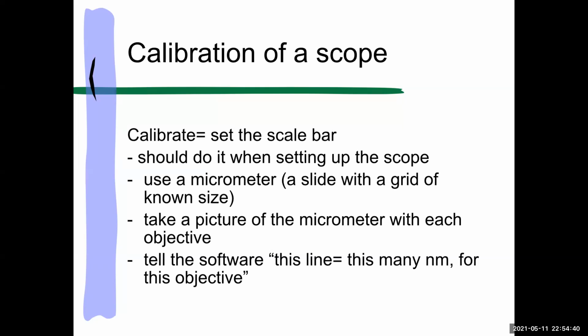And to do it, you use a slide with a grid of a known size called a micrometer, or a ruler or anything. You just put something under there that you know the size of, and you take a picture of it, and then you tell the software from here to here, for each objective, is this many nanometers or micrometers, depending on the objective. And you put it in the software, and then the software knows, okay, you're using the 10x, well then your cell is this big or your specimen is this big. It can draw a scale bar on your image.